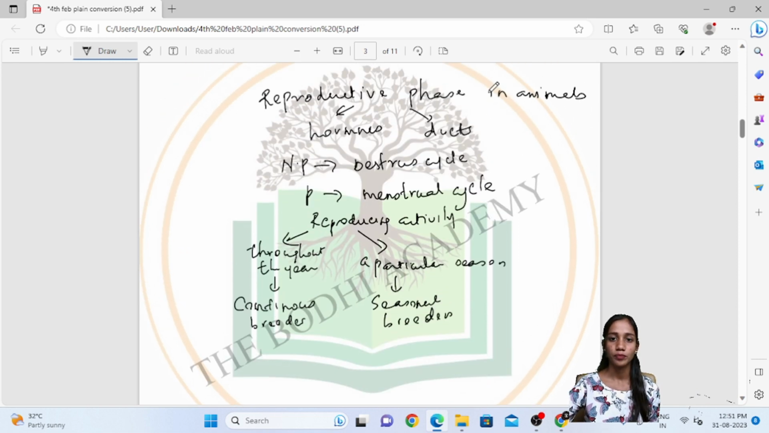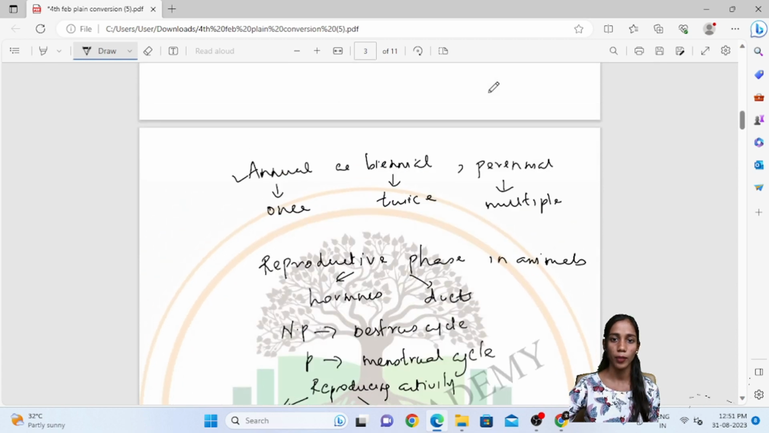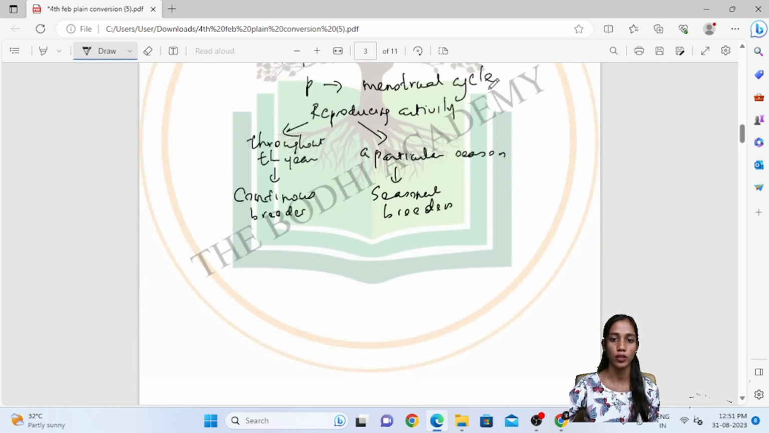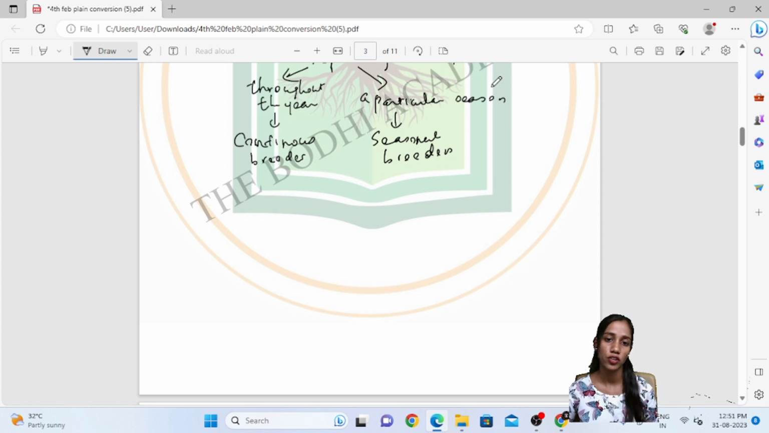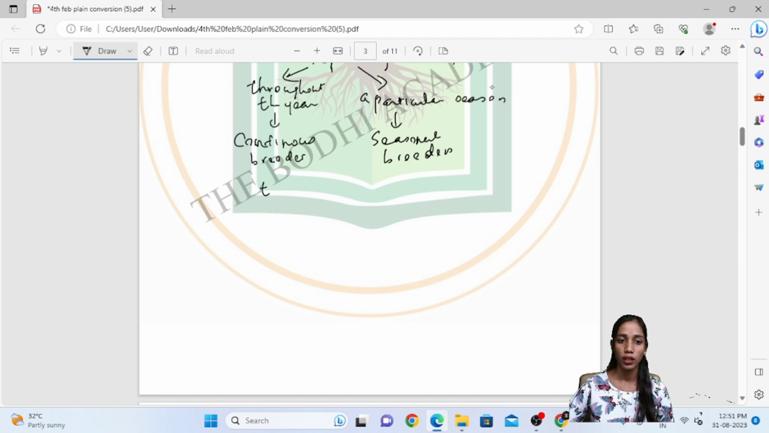Now, based upon the events in sexual reproduction, what will sexual reproduction include? It will include the production of gametes, first of all, by both the male and the female, further the fusion, the fertilization, and further the events after fertilization. So depending upon the activities which happen in the entire reproduction process, sexual reproduction is divided again into three main events.